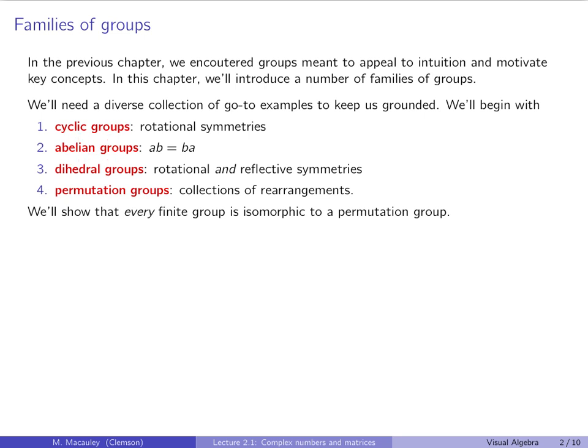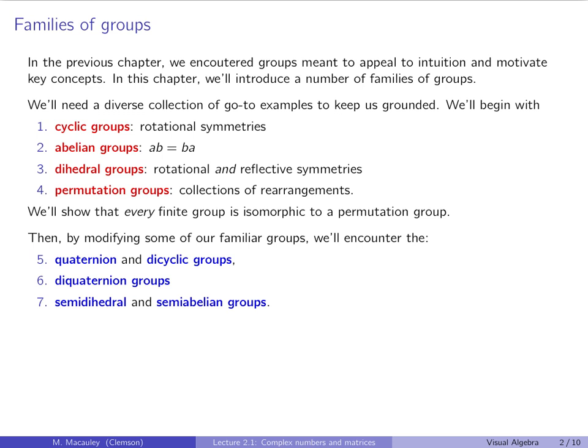Next, we'll see the dihedral groups. These are groups involving rotational and reflective symmetries. These are the symmetry groups of n-gons. We've seen some of these before. I talked about the symmetry group of the equilateral triangle, the square, and the hexagon in the previous section. Next, we'll look at permutation groups. These are groups involving collections of rearrangements. We'll show that every finite group is isomorphic to some permutation group.